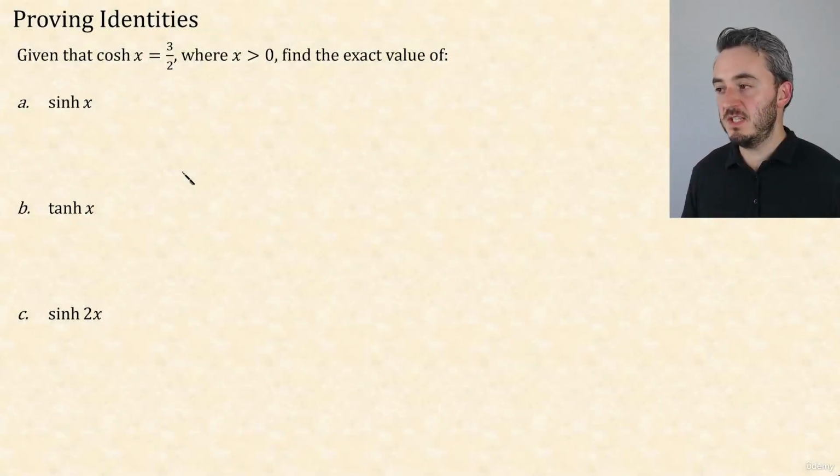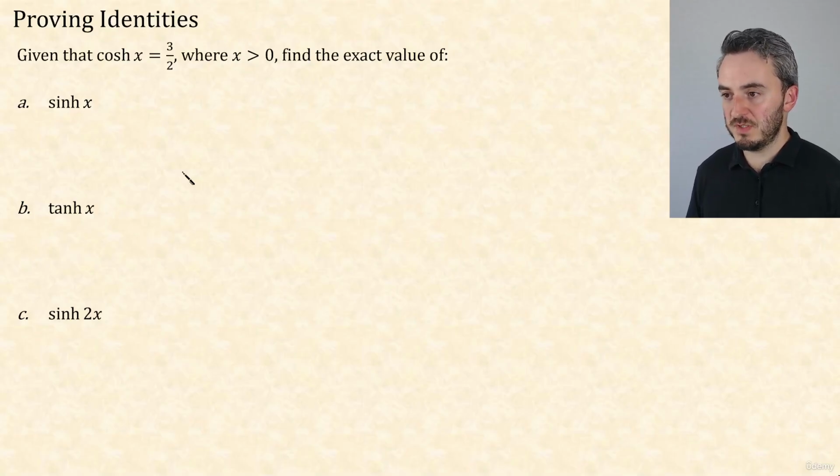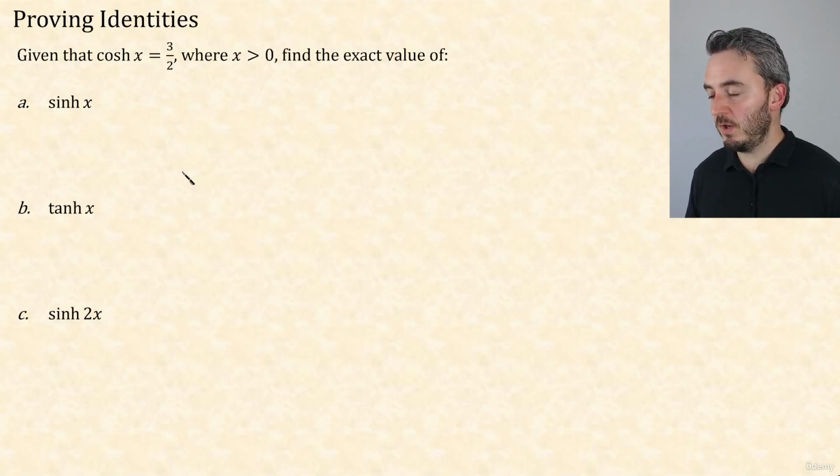In this video, we're going to continue looking at proving identities in hyperbolic functions. So this question says, given that cosh x is 3 over 2, where x is positive, find the exact value of the following. Okay, let's start with sinh x.